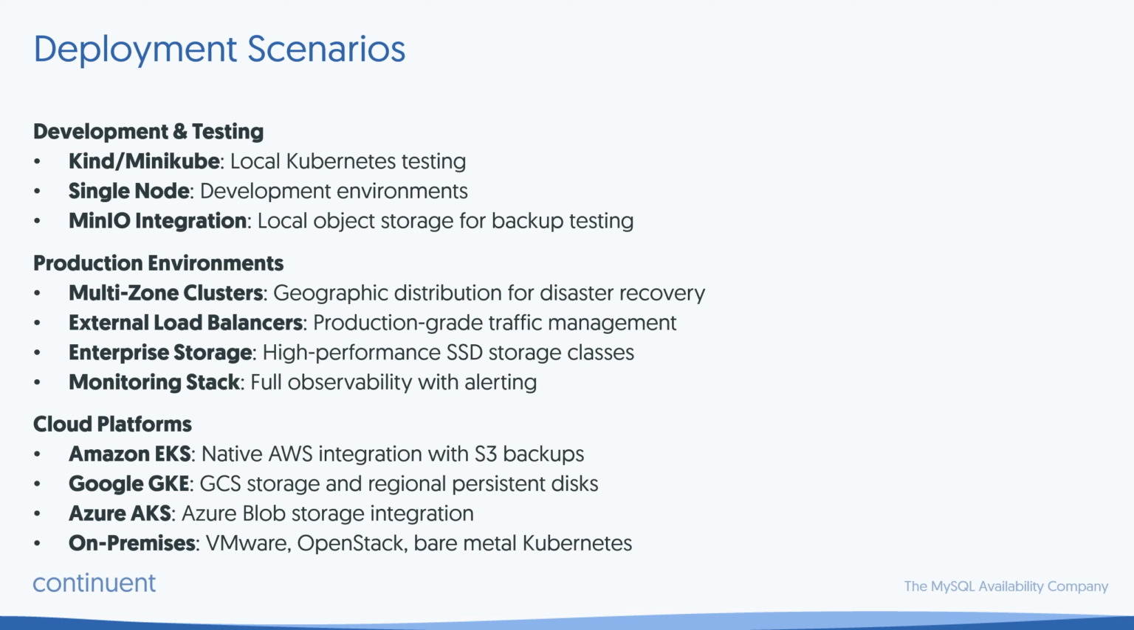When it comes to cloud platforms, Tungsten Operator is cloud agnostic. On Amazon EKS, it integrates with S3 for backups. On Google GKE, it supports GCS and regional persistent disks. On Azure AKS, it connects to Azure Blob Storage, and for on-premises, it runs on VMware, OpenStack, or even bare metal Kubernetes environments. This flexibility means Tungsten Operator can fit into virtually any deployment scenario, whether it's a developer's laptop, a global enterprise cluster, or a hybrid cloud environment.